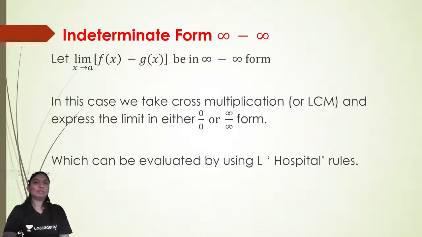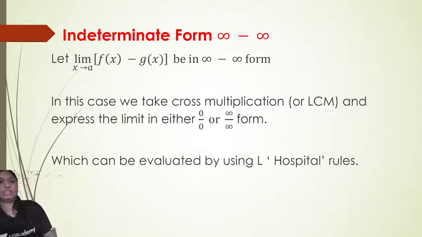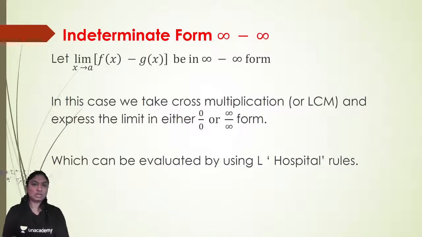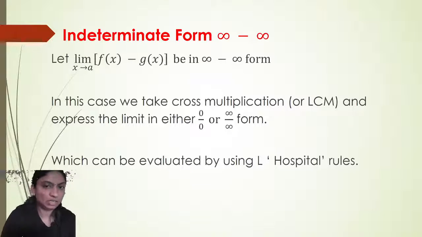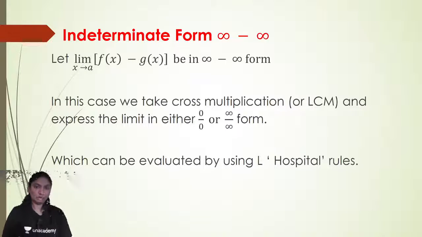Now the next example we'll see is the indeterminate form infinity minus infinity. If the limit as x tends to a of f of x minus g of x is in the infinity minus infinity form, then in this case we take a cross multiplication.